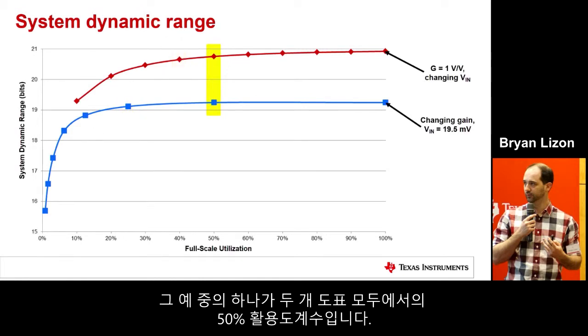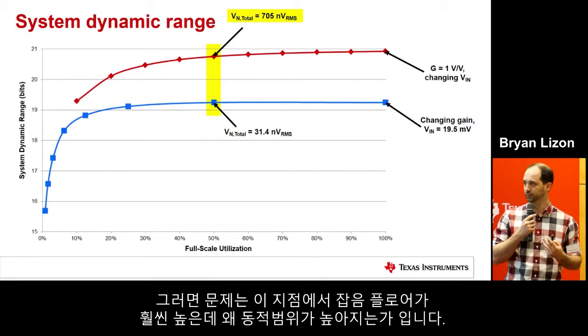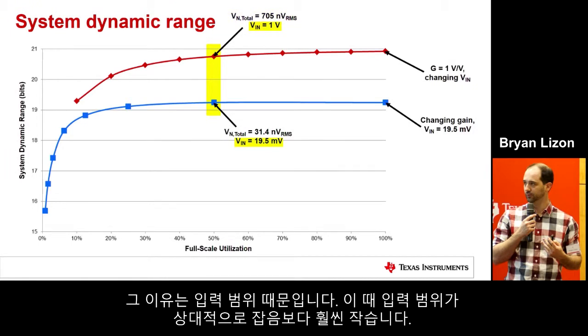So one of the ways we can exemplify that is by looking at this 50% utilization factor for both plots. In this case, this point here has a total noise of approximately 32 nanovolt RMS. And if you compare that to this one, it actually has 705 nanovolt RMS. So it's approximately 22 times more noise here. So the real question is, why are you getting more dynamic range at this point with a much higher noise floor? And the reason is obviously because of the input range.